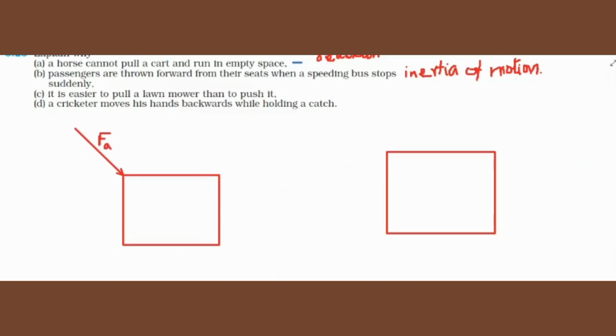So what is the situation? Here you have to see its weight. Mg is acting downward, the weight, and the lawnmower is on the lawn. So naturally, the normal reaction R is acting upward. Now, the applied force can be resolved into components, a horizontal component and a vertical component. For convenience, we can write horizontal component FH and vertical component FV.